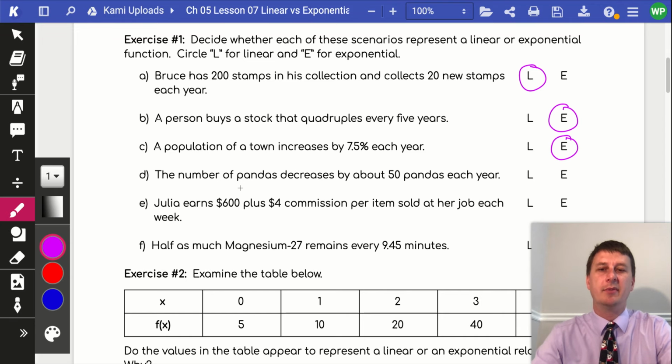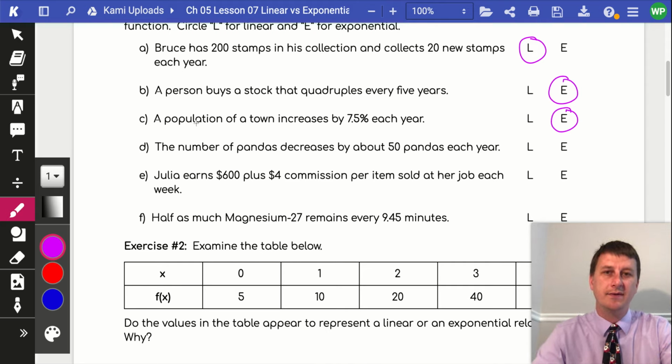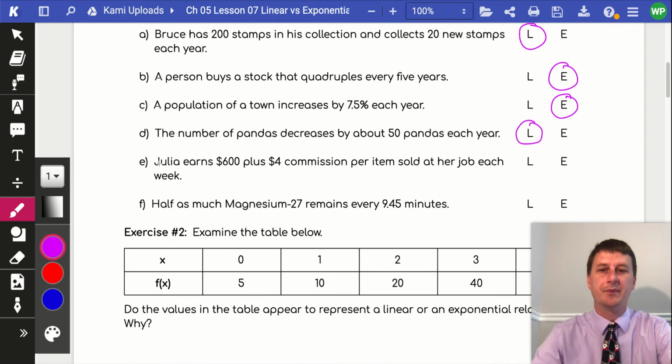In part D, we have the number of pandas decreases by about 50 pandas each year. So every year, we subtract 50 total pandas from the population, minus 50, minus 50, minus 50. And repeated addition or subtraction is a hint at a linear function, because that would be decaying by a constant amount, the same amount over and over, linear right there.